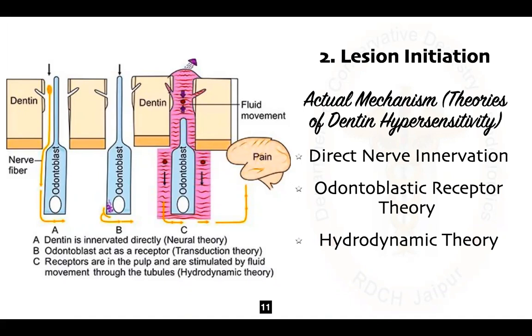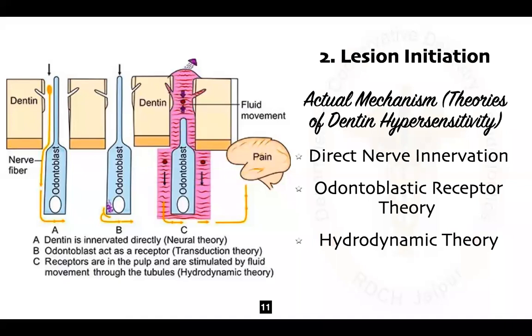One is neural, meaning nerve, second is odontoblast, meaning odontoblastic receptor or tubule, the odontoblast itself is involved, and third is the hydrodynamic. If you don't remember the name of the most accepted theory, then just remember the fluid theory, the movement of the fluid theory. The first one is dentine is innervated directly, as in they're trying to say there are nerve fibers inside the dentine, and that will cause the sensation and will eventually lead to sensitivity. Second one is odontoblast can act as a receptor itself, also known as transduction theory.